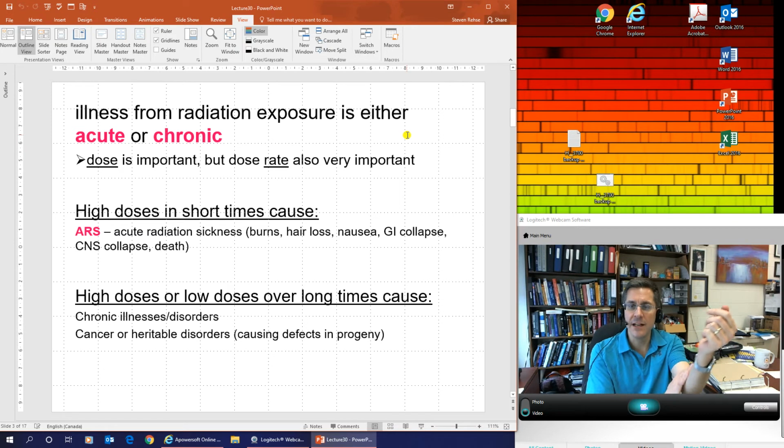Burns. You'll actually get reddening on the skin. Hair loss. All your hair falls out. Nausea. Gastrointestinal collapse because you lose all the epithelials in your GI tract and your stomach. CNS is central nervous system collapse, and then inevitably death. All of these things kind of come from burns on the low end. So of a high dose in a short time, the lower end of that could be just a burn. The other things could then accumulate. And the high end could be death, literally within 15 minutes, if you got a massive amount of radiation, and that has happened. And so all those are acute things.